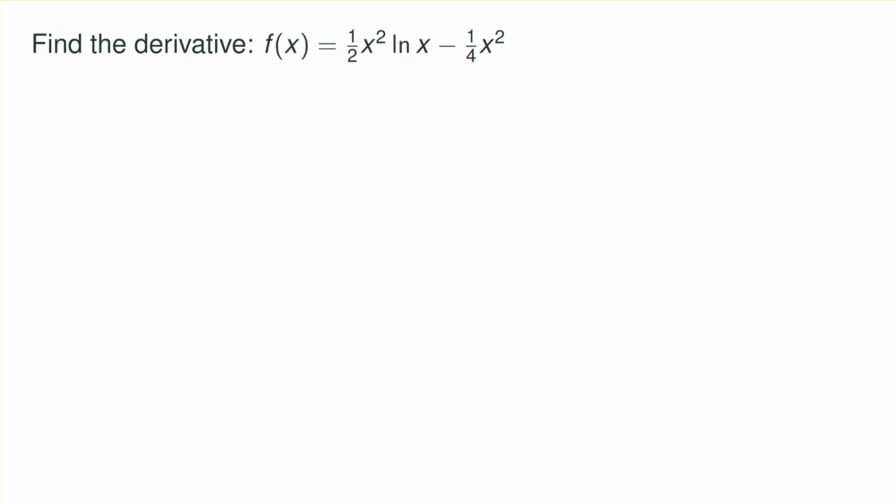Find the derivative of 1 over 2x squared times ln x minus 1 over 4x squared. So here, for this right here, we have to use the product rule first, because it's a product, x squared times ln x. And here we just use the regular power rule. So let's take the derivative. So product rule.